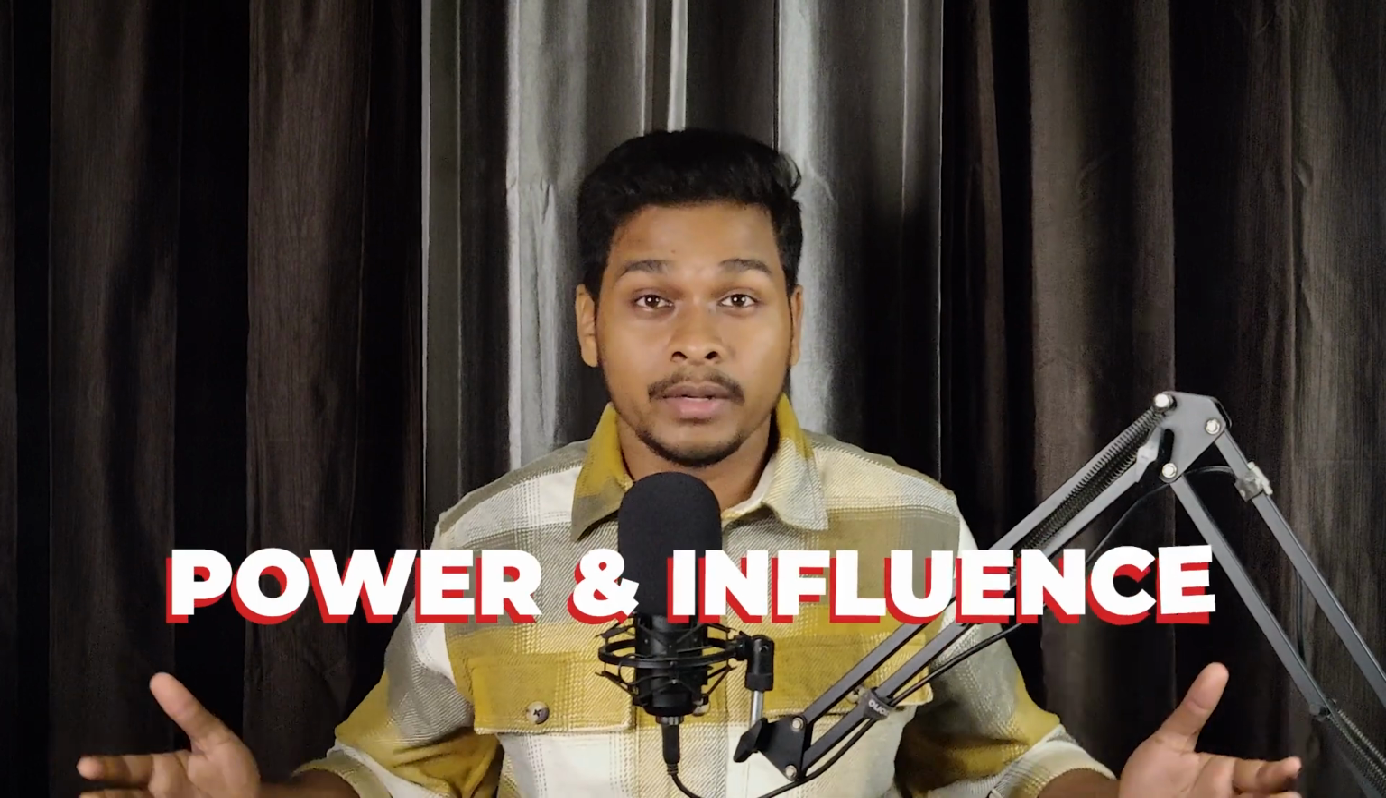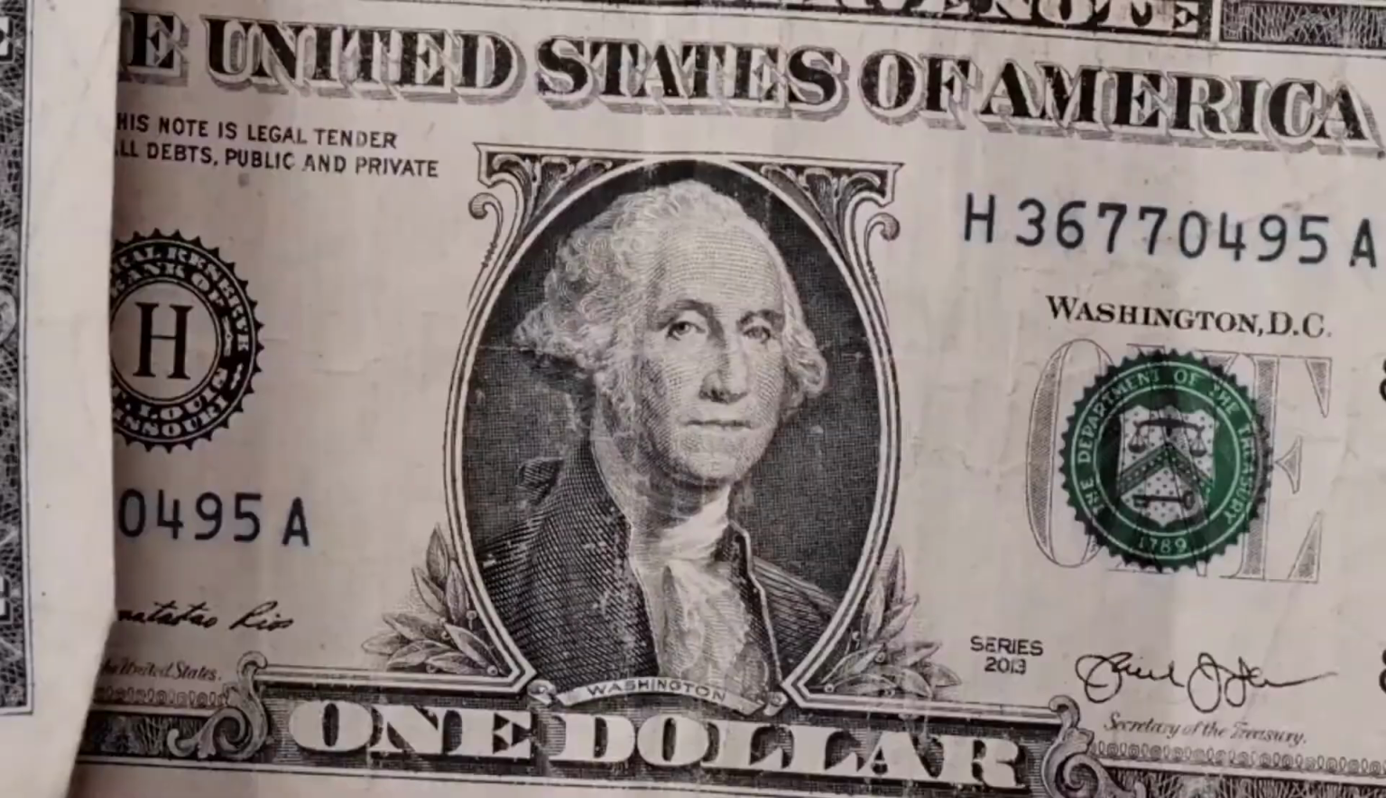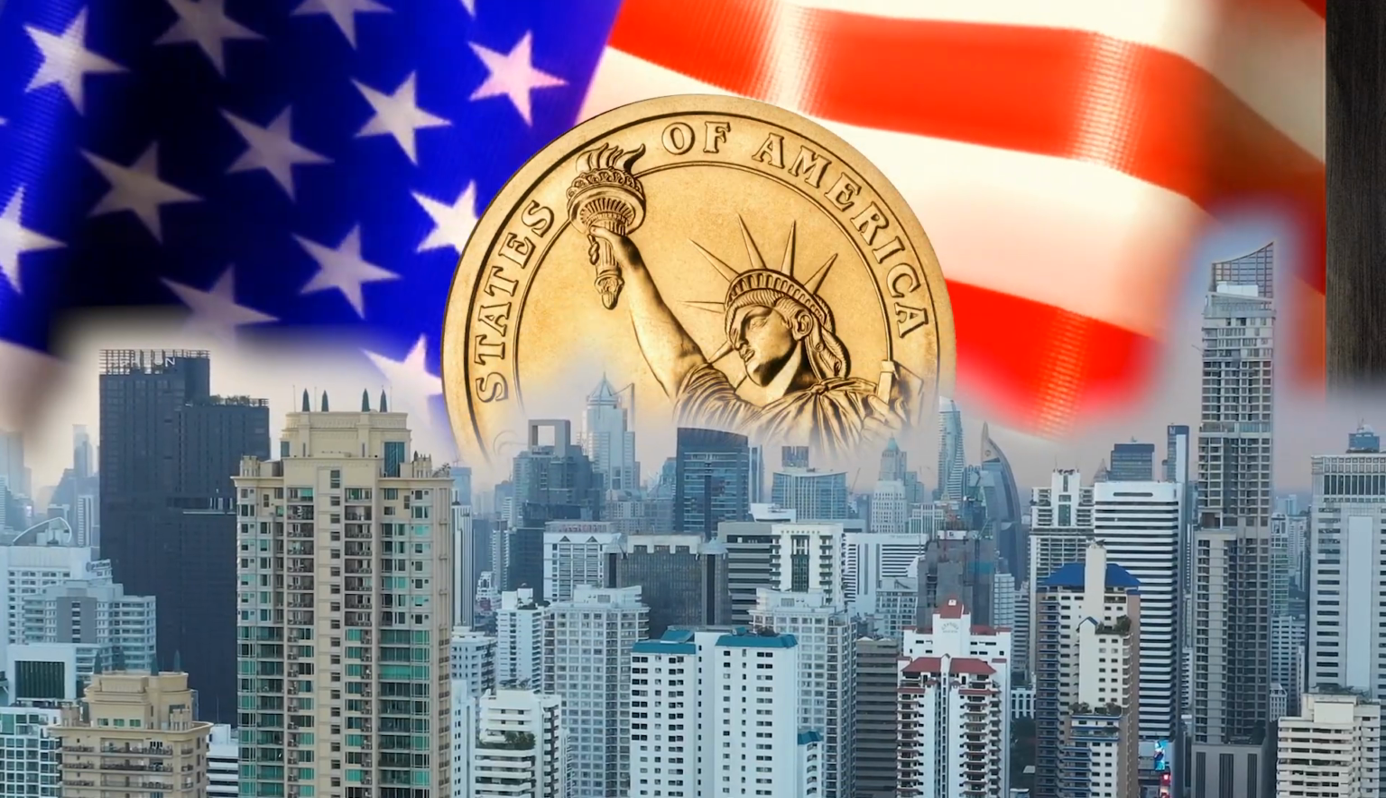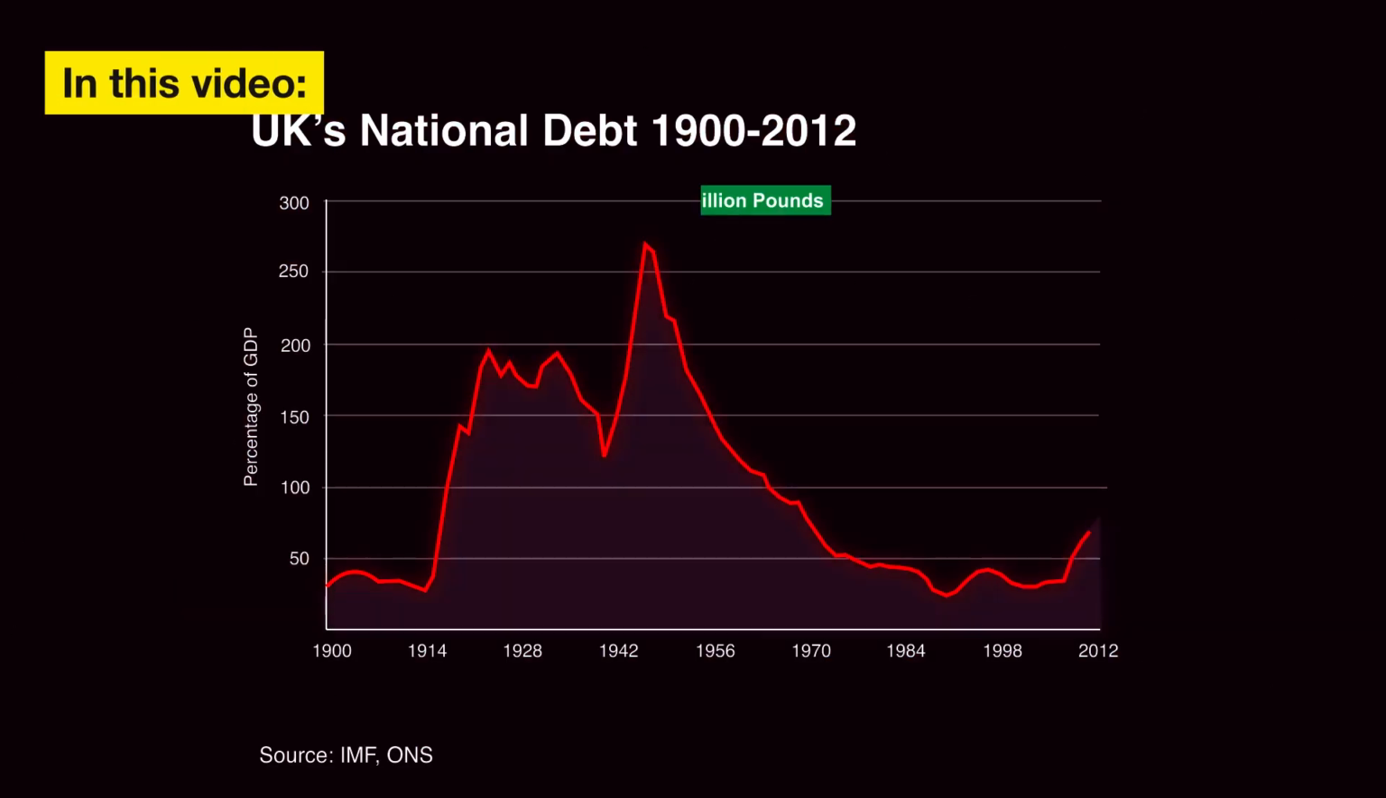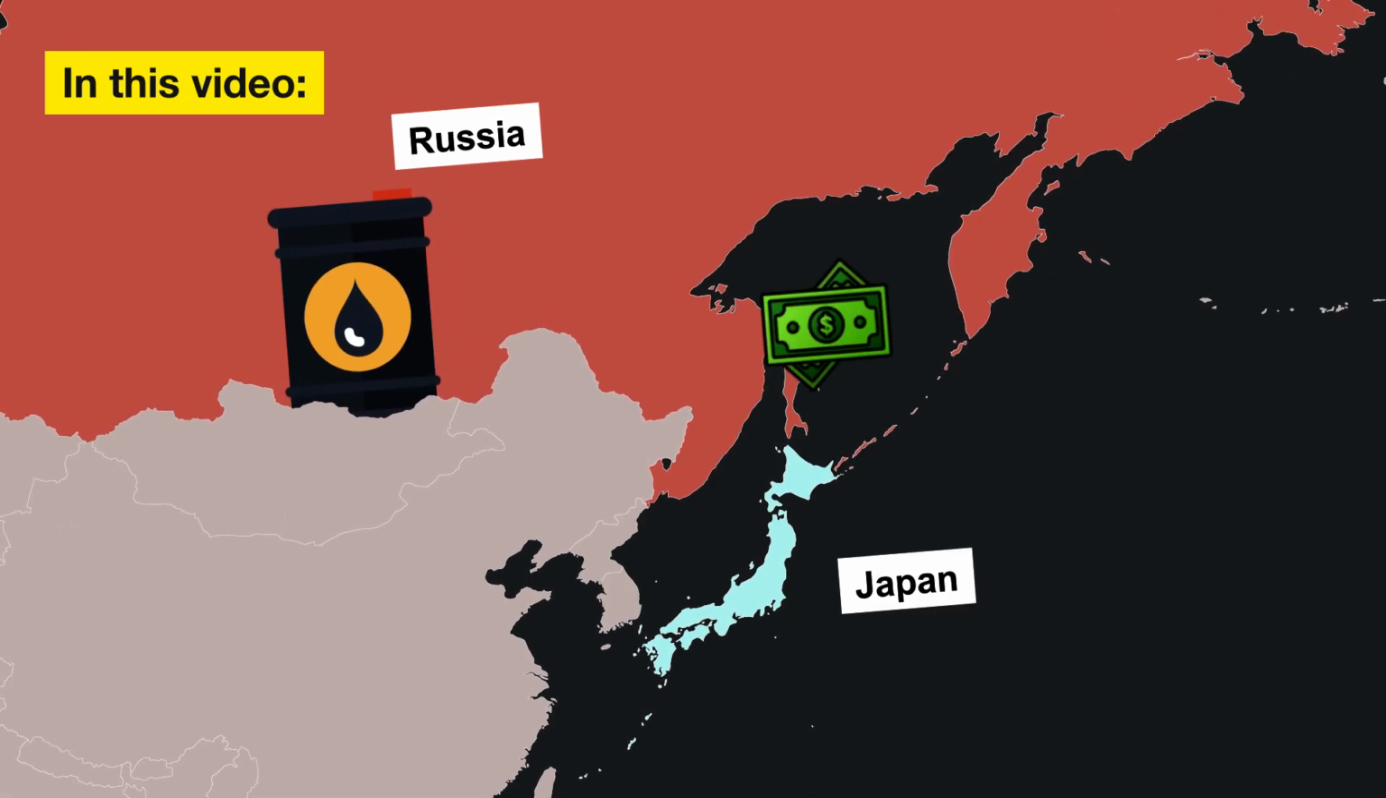And an essential foundation of American power and influence worldwide can be attributed to the US dollar, which plays a central role in the global financial system. So in this video, let's deeply understand how the US dollar became the most powerful currency in the world.